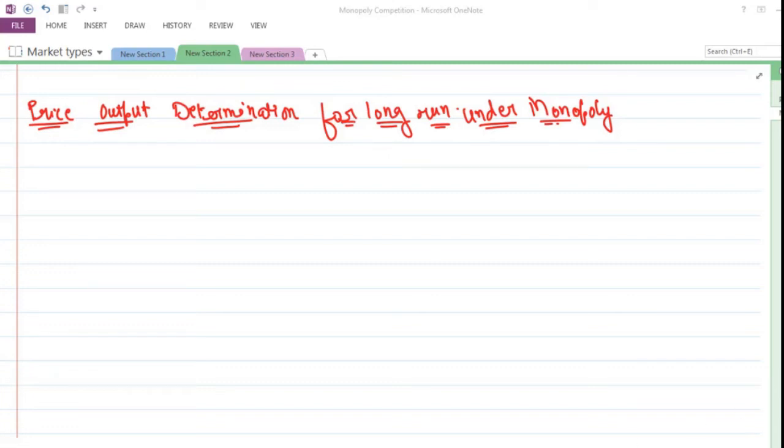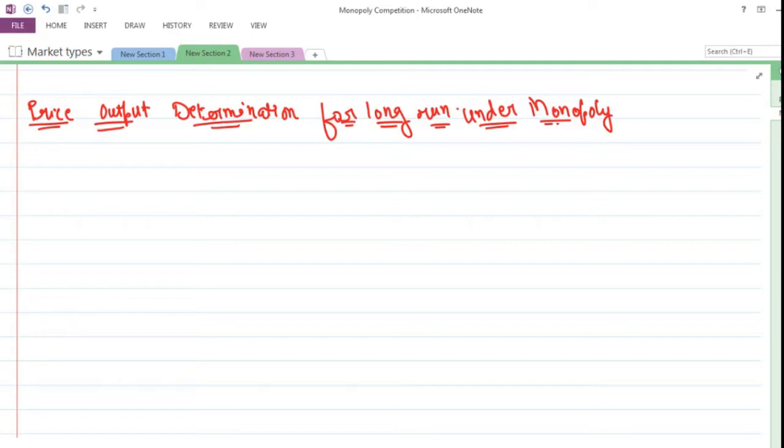Hello everyone. Today we would be talking in this video about price output determination for long run under monopoly. In the long run, a firm has adequate time to make the kind of adjustments in the fixed as well as variable factors of input so as to generate the amount of output which it wants to generate in order to meet its profit targets.